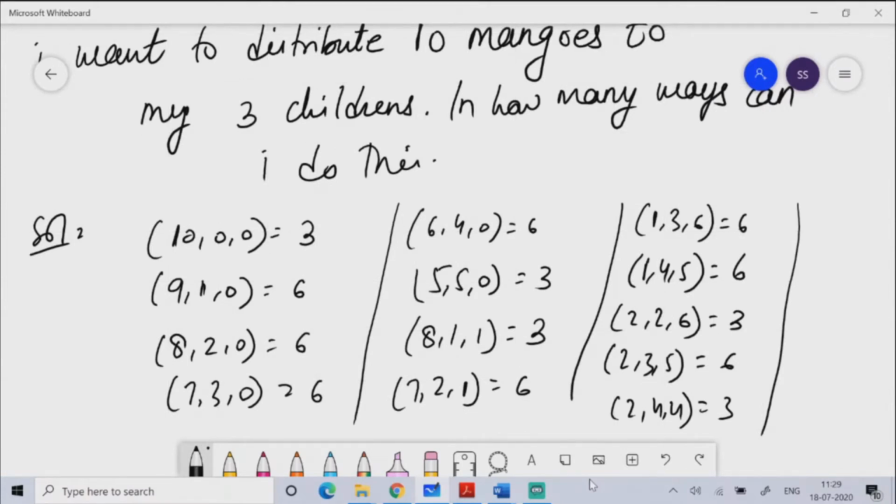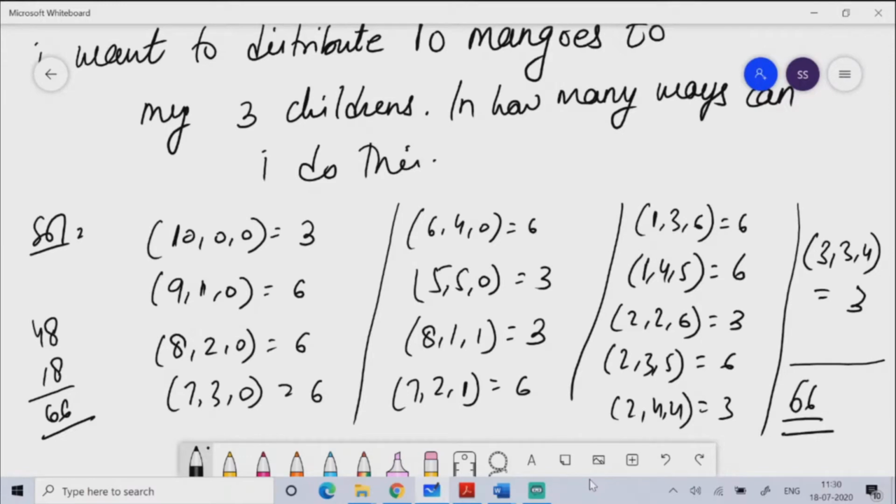What other cases can I think about? It can be 3 3 4, which is 3 ways. So the total number of ways: how many 6s are there? 1 2 3 4 5 6 7 8. So 8 sixes are 48. Plus how many 3s are there? 1 2 3 4 5 6. So 6 threes are 18. So in how many ways is this possible? 66 ways.